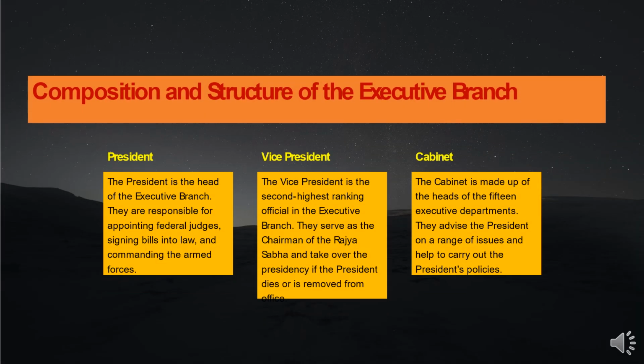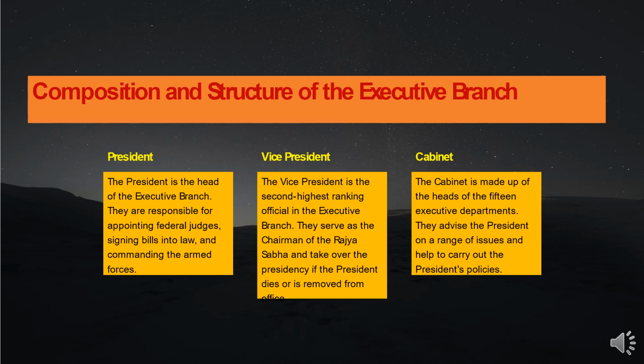Composition and structure of the executive branch. President, Vice President and Cabinet. The President is the head of the executive branch. They are responsible for appointing federal judges, signing bills into law and commanding the armed forces.